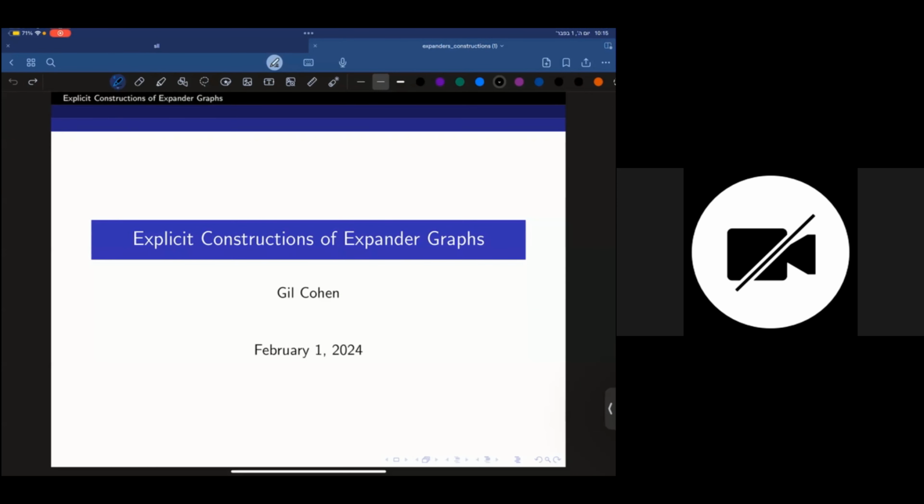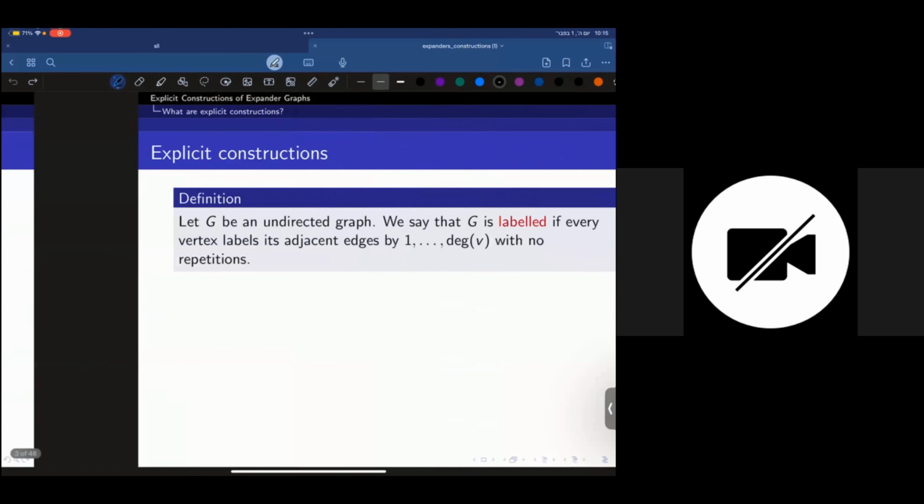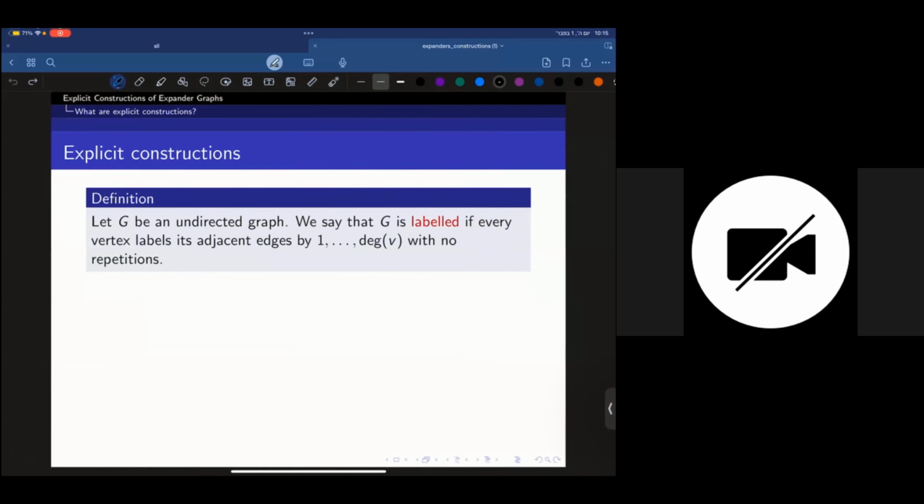Okay, so let me just redo anything we did. Last time we talked about the fact that it will be more convenient for us to work with a somewhat more refined encoding of a graph rather than just looking at the adjacency matrix.